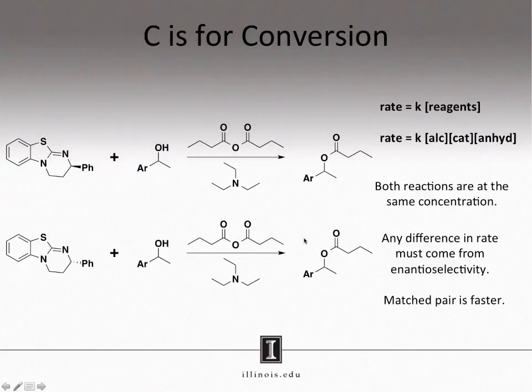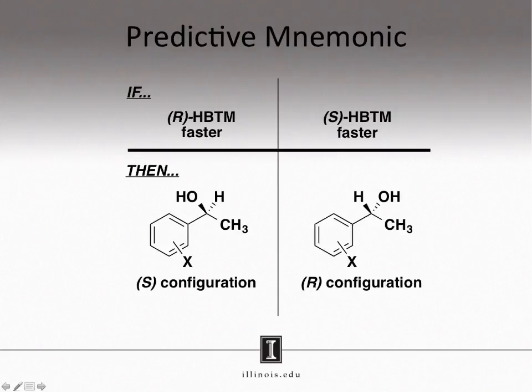Here, in our competing reactions, one reaction will be faster than the other because the faster reaction will be the matched pair of alcohol and catalyst. And it turns out, if we know which reaction is faster, we can identify the absolute configuration of our alcohol. If the reaction using our HBTM is faster, then the alcohol, when drawn like this, has the OH coming out towards us, which here is the S configuration. If the S enantiomer of catalyst is faster, then our alcohol is the R configuration.